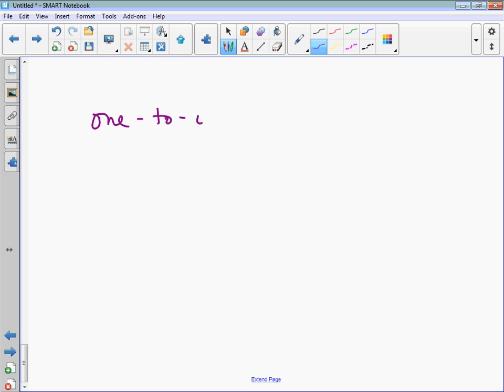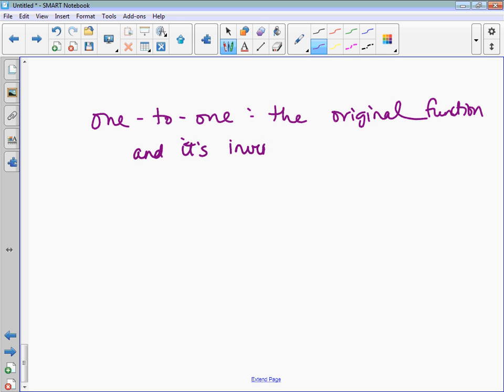1 to 1. That means the function, so we'll say even the original function, and its inverse, are both functions. Do you guys remember how to test that graphically? Yes, horizontal line test. So if it passes the horizontal line test and the vertical test, that's a one-to-one function.